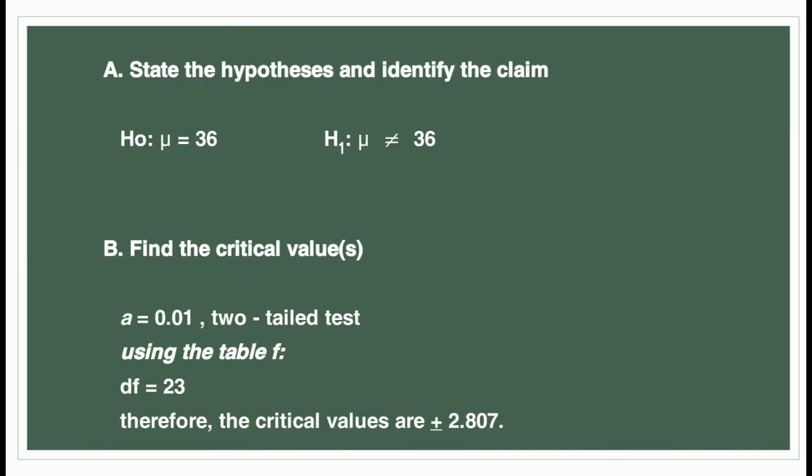To perform the hypothesis testing, the first step is to state the hypothesis and identify the claim. In null hypothesis, mu is equal to 36. In alternative hypothesis, mu is not equal to 36. The second step is find the critical value or values. Alpha is equal to 0.01 and two-tailed test. Using the table F, df is equal to 23. Therefore, the critical values are positive and negative 2.807.